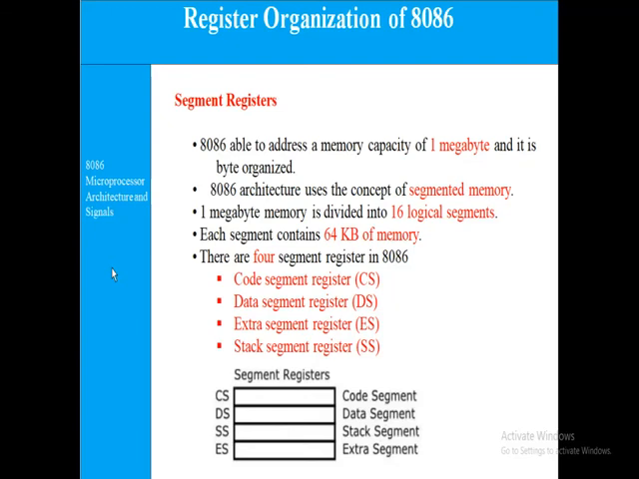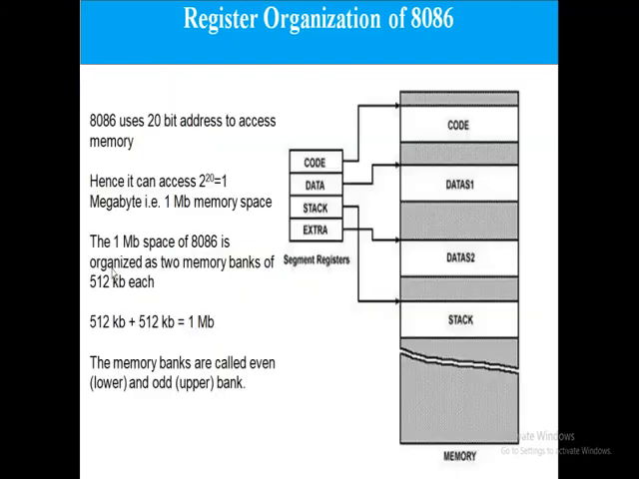For example, in this figure, this is the memory. We know that the 8086 address bus contains a 20-bit address. So using this 20-bit address, the 8086 can access 2 raised to 20 memory locations. That is equal to 1 megabyte of memory. So this is the total memory. The memory size here is 1 megabyte.